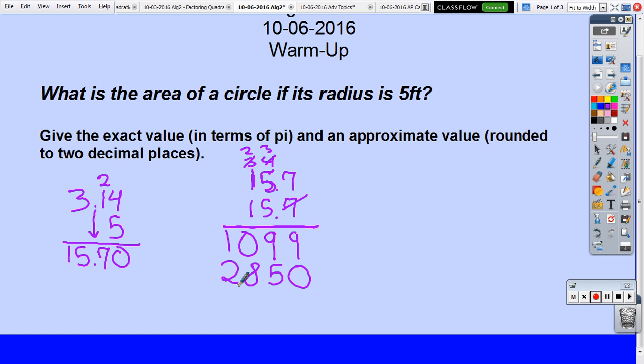Guys, when you round values, one thing I want to point out is if you're asked to round something, make sure you round it at the very end.